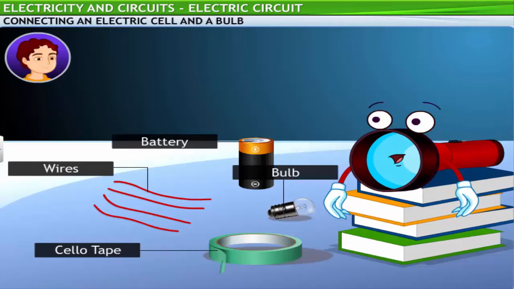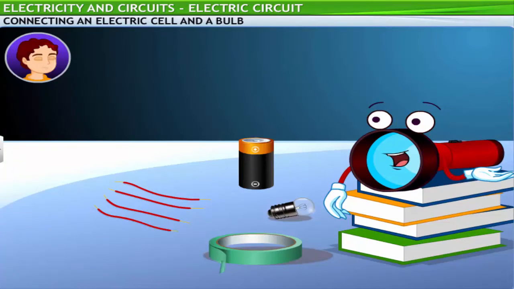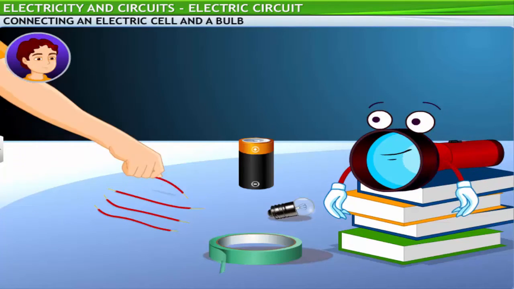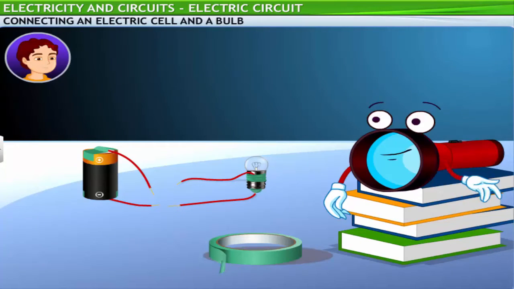First, from the ends of all the 4 wires, remove the plastic covering such that a small length of the metal wire is exposed. Fix the exposed end of a wire to the positive terminal. Cool. What about the negative terminal? Fix the exposed end of another wire to the negative terminal of the cell. Now, fix the exposed ends of the other 2 pieces of the wires to the 2 terminals of a bulb with adhesive tape. This is what the bulb and the electric cell will look like with the wires attached to them.